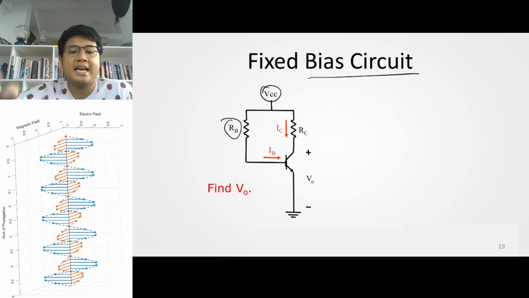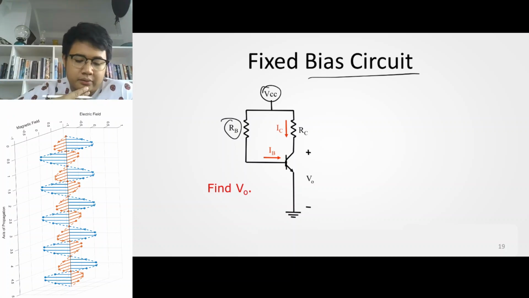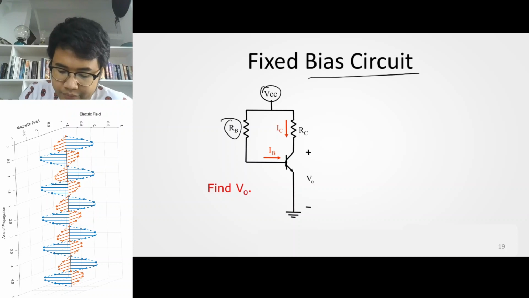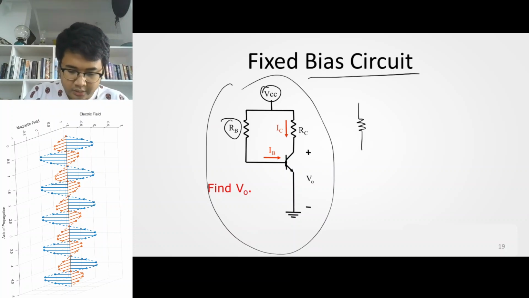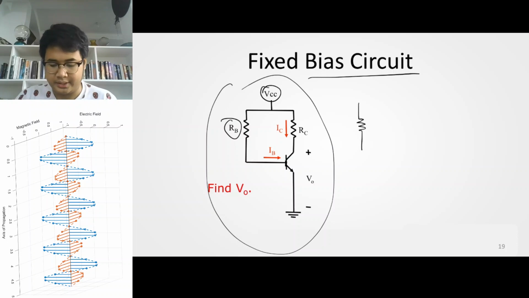So let's try to analyze this circuit. Find Vout. I'd prefer nodal analysis. Assume forward active if you're not yet comfortable with solving this circuit. Transform it to an equivalent circuit. So the equivalent circuit will look like this.